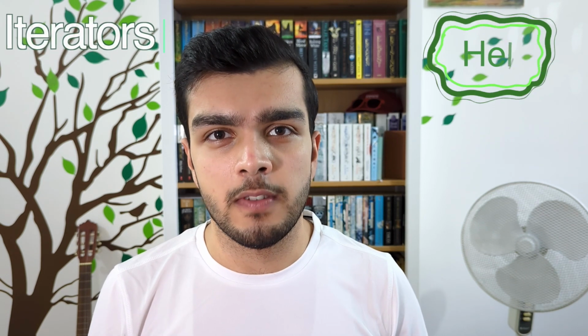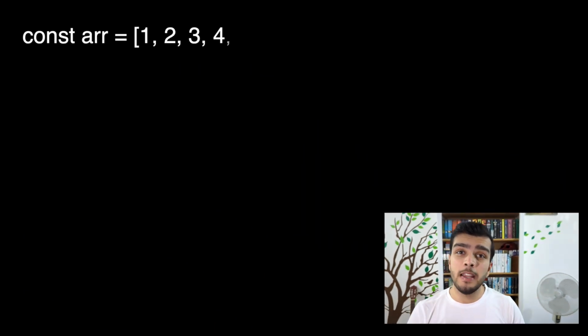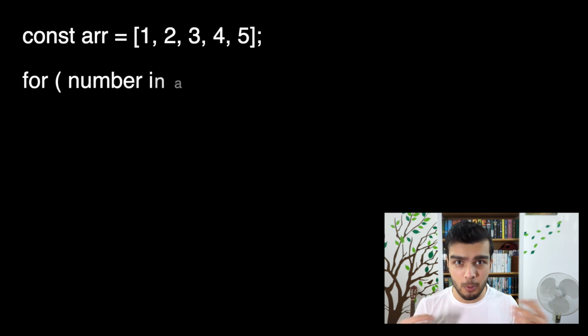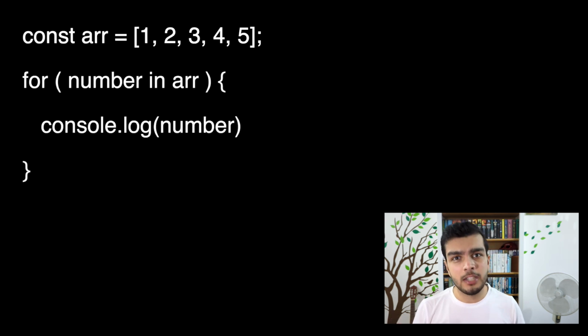Hello people, today we're going to take a deep look at iterators in JavaScript. Starting off, what is iteration? The dictionary definition is to repeat something, and in a programming context, if you had an array with lots of values and you wanted to do something repeatedly to each of those values, like printing them out, then you could say that you were iterating over that array.